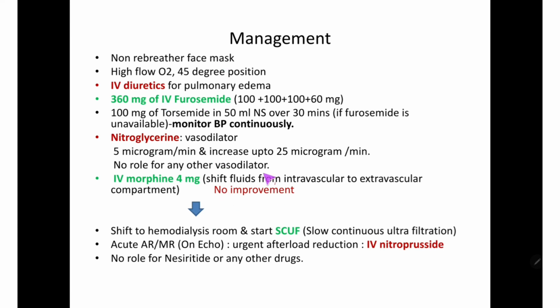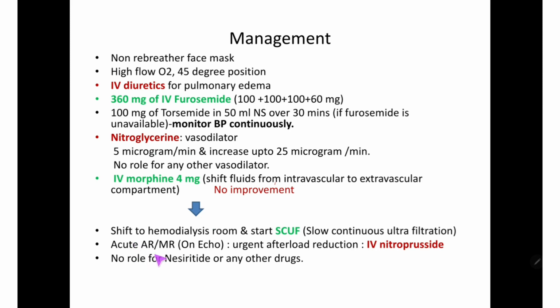If after all this management there is still no improvement in the patient with acute pulmonary edema, then we have to shift the patient to the hemodialysis room and start SCUF, which is slow continuous ultrafiltration. In hemodialysis we have diffusion and ultrafiltration. Here in SCUF, the solutes are not diffused, only the water content is filtered out. So we use SCUF, and thereby the patient improves.